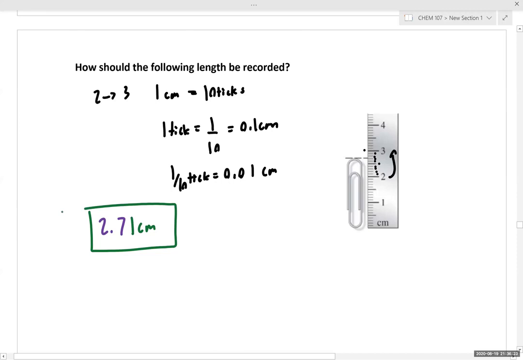There we go. And all of the responses I see in the chat look perfect. Any other questions on this example?